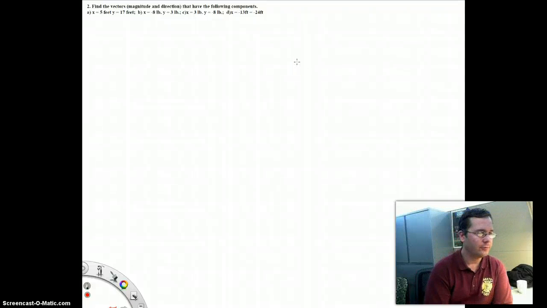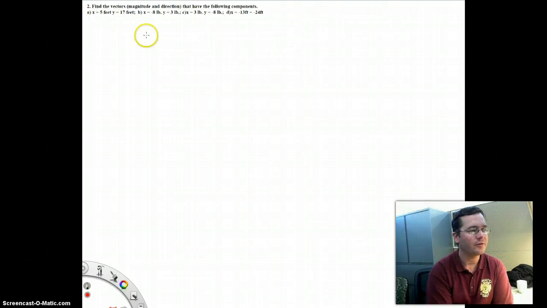So here's problem 2 of the vector homework, and you can see that it asks you to find a number of quantities. So we're just going to start with the first one and basically crank through these things. The first quantity they ask you to find is the resultant vector of a move 5 feet to the right and 17 feet up. And just a little bit about coordinate system.